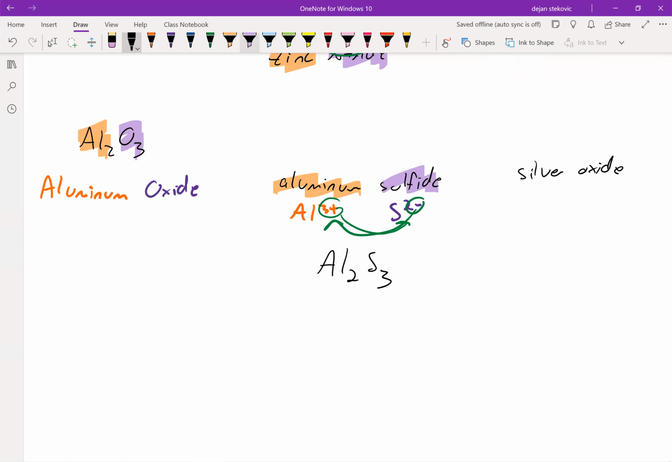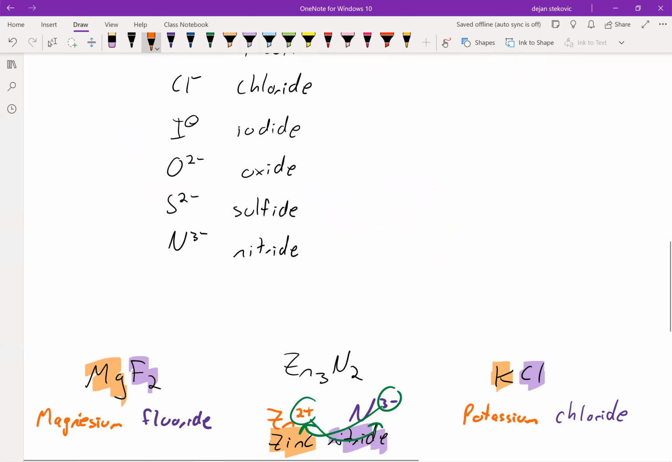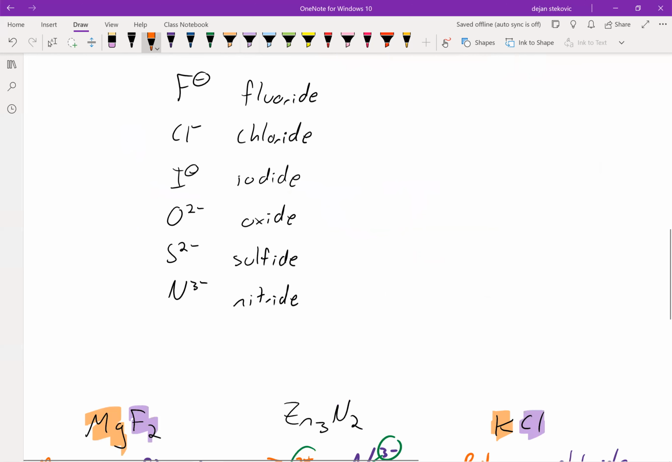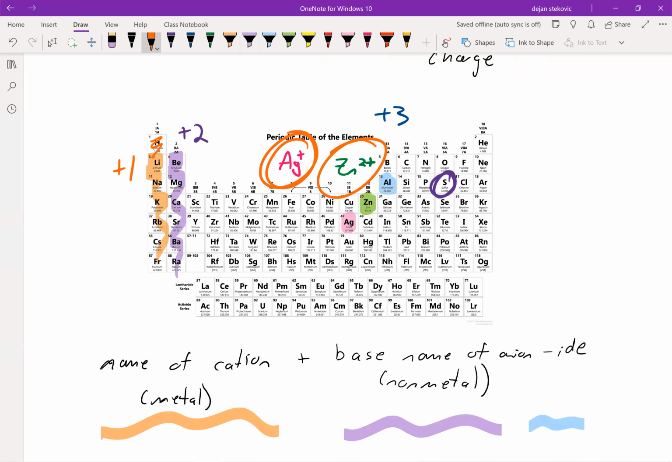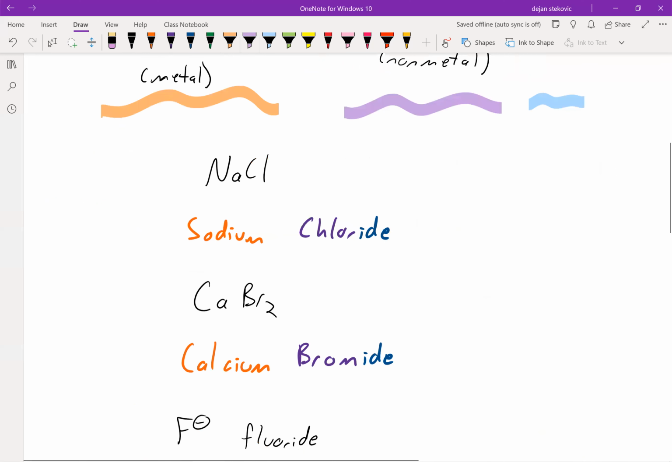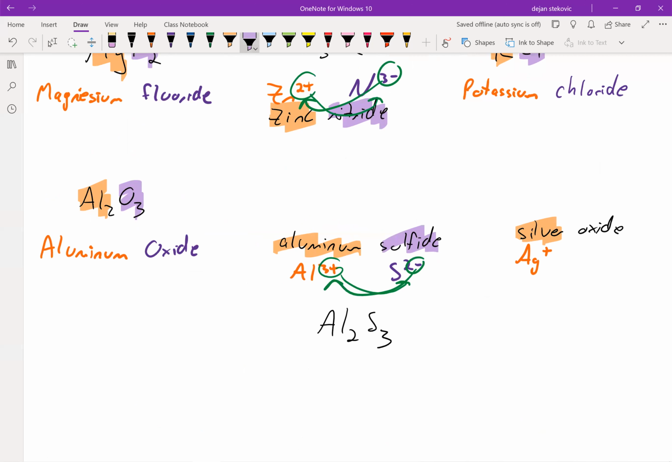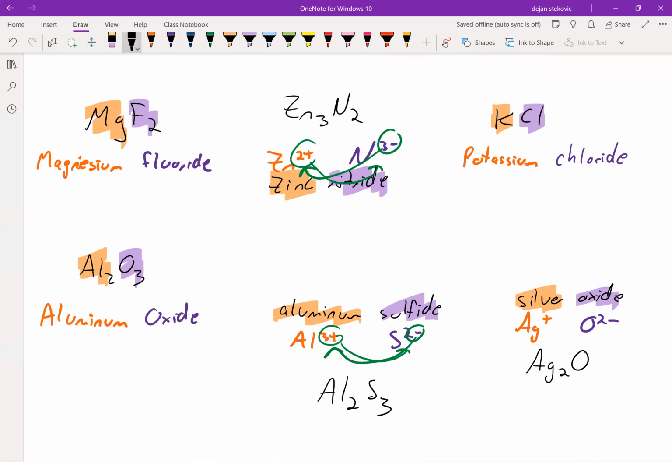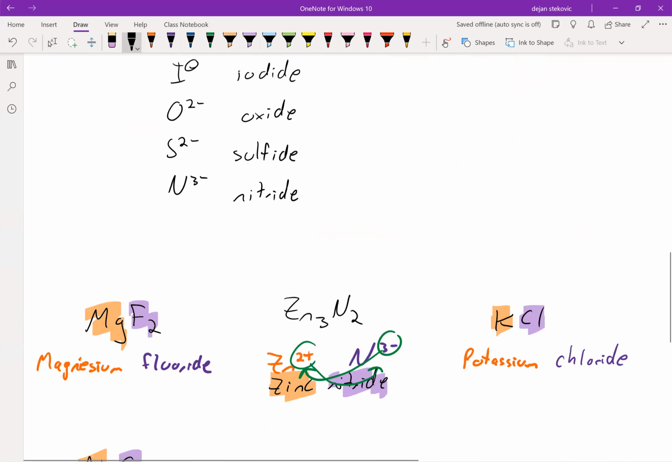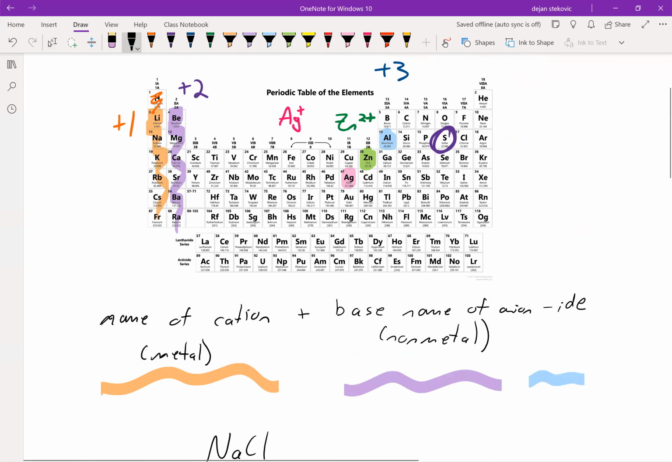And then finally over here, we've got silver. We know that silver is Ag+, that's one of our exceptions. Silver is always +1, zinc is going to be +2. And then oxide, of course, we know is O2-. So to balance out those charges, we need 2 silvers for every 1 oxygen, and that's just silver oxide. So there's the naming convention for when you have ionic compounds with a metal that has a fixed charge.